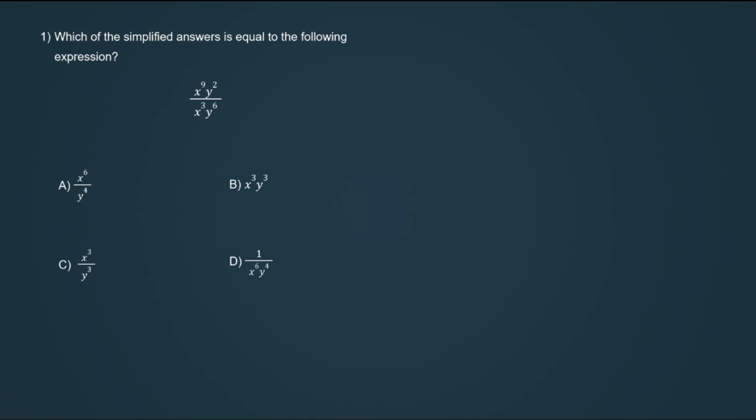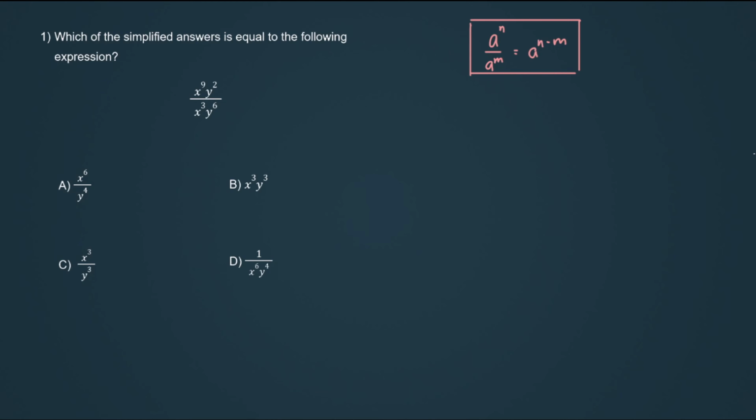All right, question 1. Which of these simplified answers is equal to the following expression? X to the 9 y squared divided by x cubed y to the 6. So for this specific question, the law of exponent we're going to be using is a to the n divided by a to the m is equal to a to the n minus m. Essentially, if we're dividing two things that have the same base, like a here, we're going to subtract the exponents, the top minus the bottom, okay?